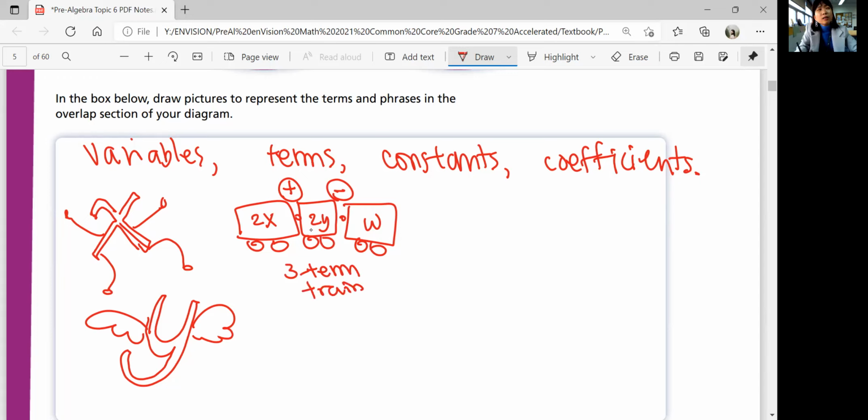Okay, what about constants? Constants are just numbers that are in a term. So you can say just 1, 2, 3, 4, 5. Okay, you can, I guess, draw the numbers. Coefficients are the numbers in front of the variable. These are the coefficients. Okay, I'm running out of creativity now, but feel free to draw your own thing, but make sure it's obvious what they're representing.